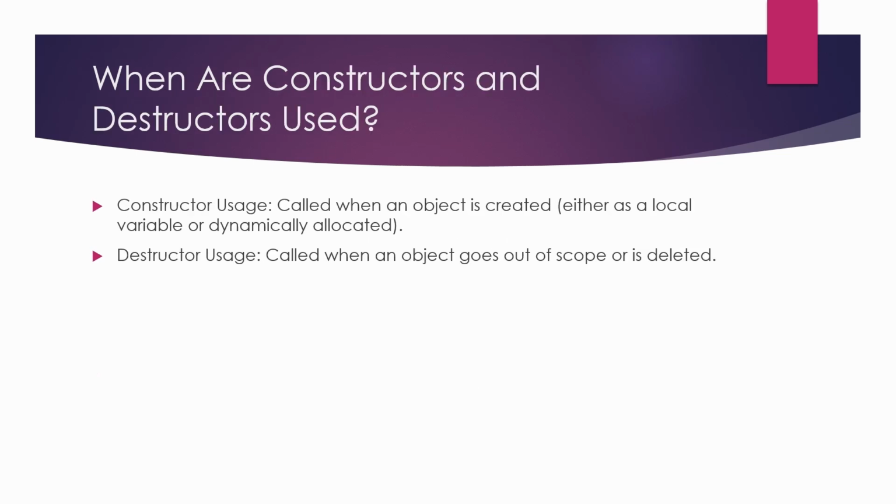Constructors are used when an object is created, either as a local variable or when it's dynamically allocated. Destructors are used when an object is destroyed, either when it goes out of scope or when it's explicitly deleted by the programmer. These functions ensure that objects are properly initialized and cleaned up.